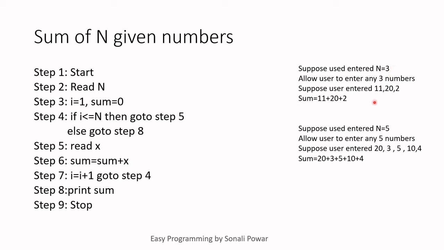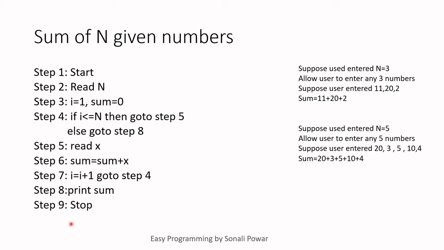After that they will say, suppose I want to add 11, 22, then I will do the addition of these three numbers. Suppose the user enters 5, it means they want to do the addition of 5 numbers. So ask the user to enter the 5 numbers. 5 numbers means suppose the user enters 23, 5, 10, 4. The user will enter any 5 numbers, so I will do the addition of these 5 numbers. So we will try to write down the algorithm for it.